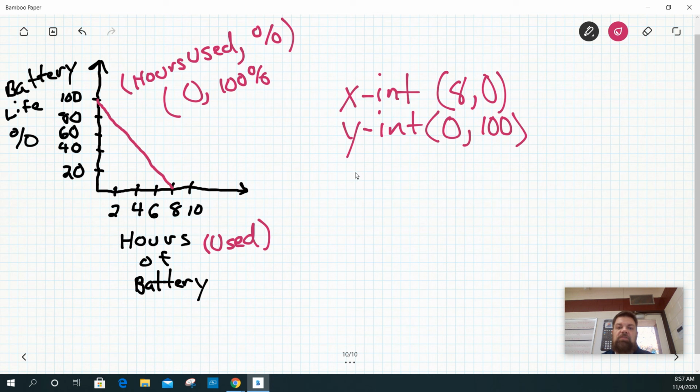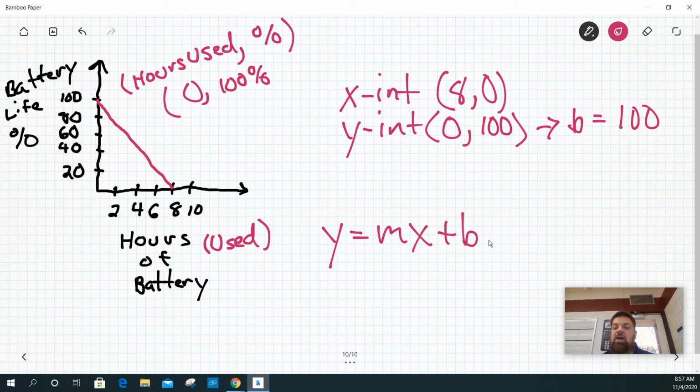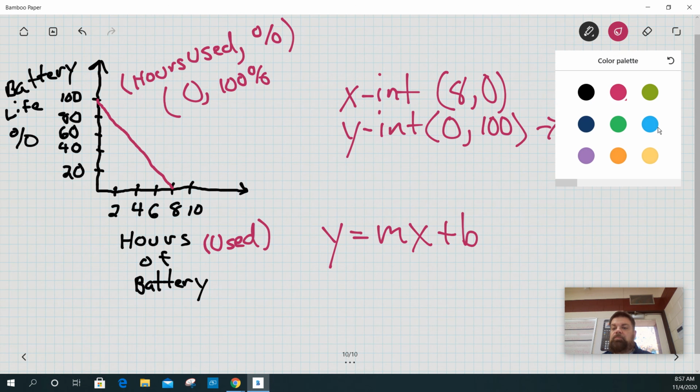So how do I figure out the slope? Well, first of all, I know that the y-intercept is my b term, and my b term is 100, right? Why is that important? Because we're going to write an equation of a line that says y equals mx plus b. Well, now I know what the b is. So now I just need to find the slope. So to find the slope, I've just got to plug these two values in.